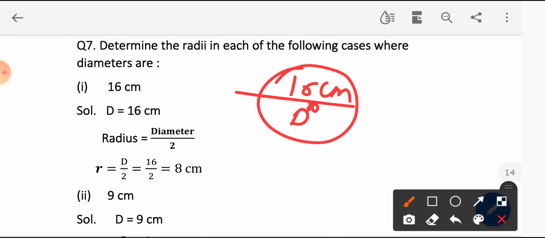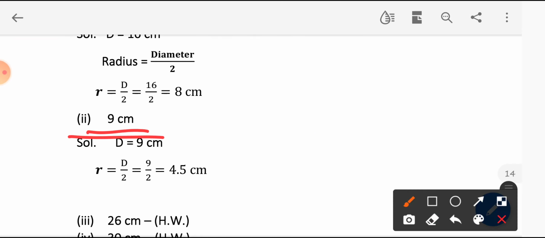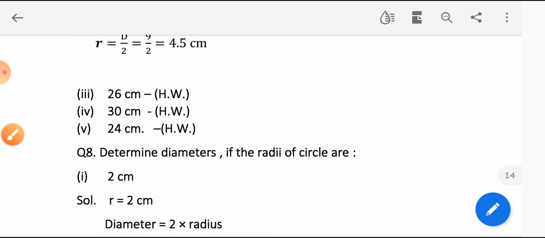You can see through the figure, it is a diameter and it is given 16 centimeter, and radius means from center to this point. So radius will be half of diameter, means 8. So you have to divide by 2. Same, 9 centimeter is d. So how to find radius? Divide by 2, it means 4.5 centimeter. Like this, all the question number 3rd, 4th and 5th.